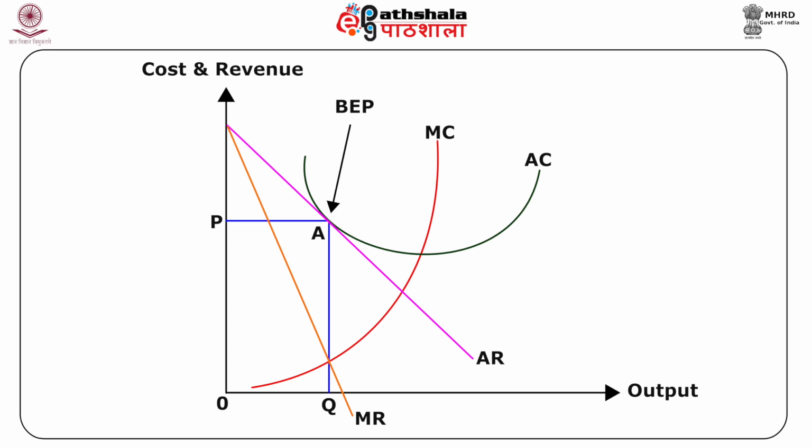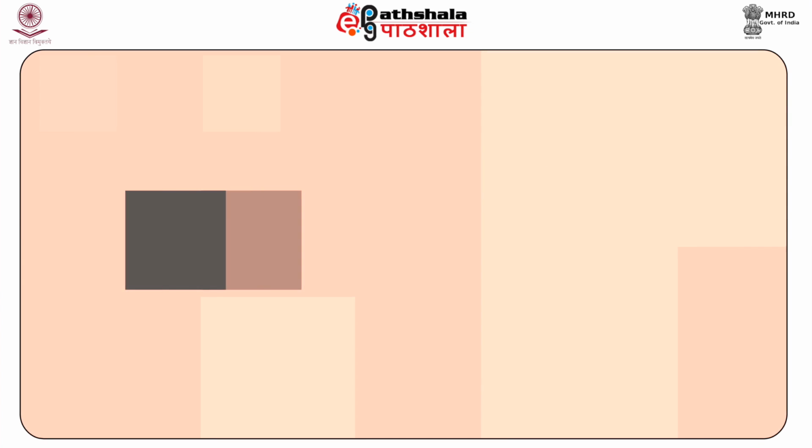is equal to AC. At Q, TR is equal to price, that is AR, into quantity, which is equal to OP into OQ, which is equal to area OPAQ. Similarly, TC is equal to AC into quantity, which is equal to OP or QA into OQ, which is equal to area OPAQ. Therefore, at the break-even point, TR is equal to TC or AR is equal to AC.